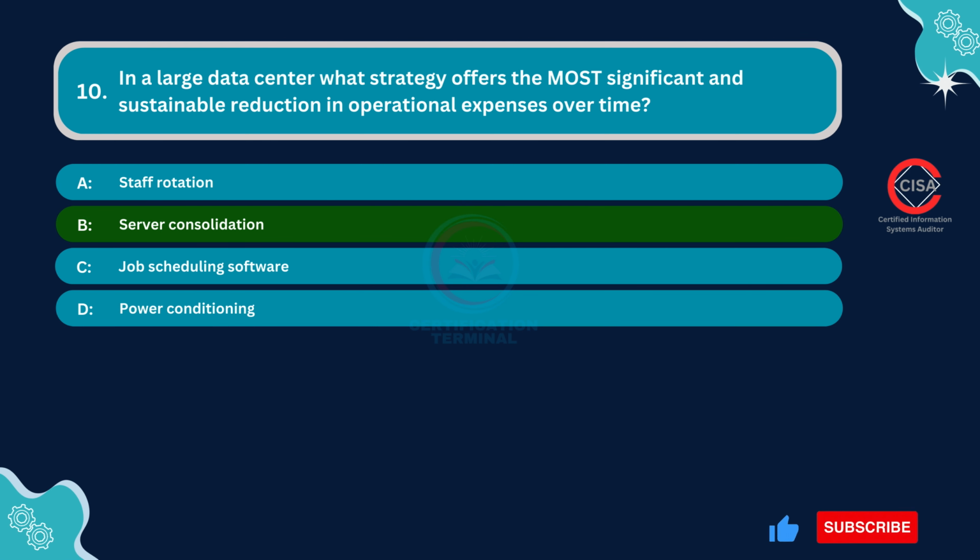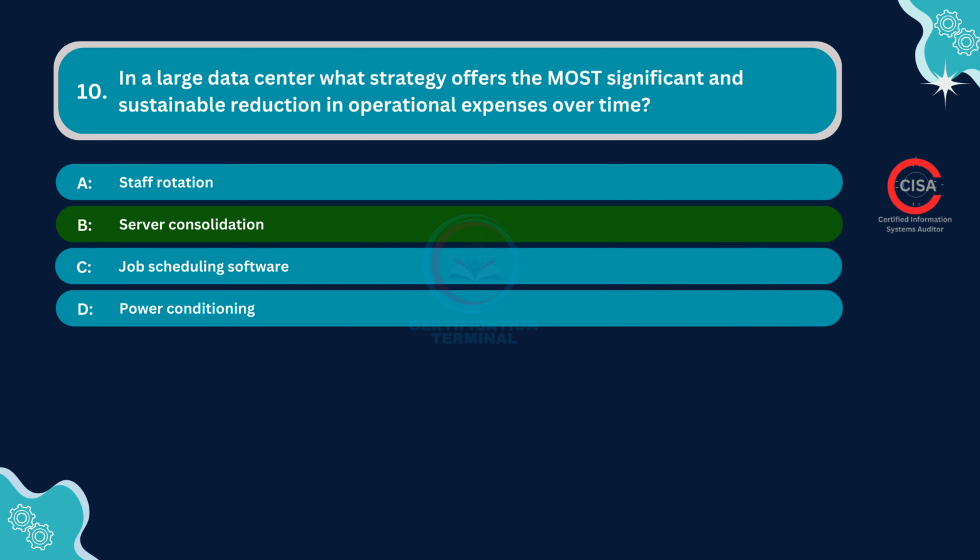Server consolidation involves reducing the physical number of servers by virtualizing them onto fewer powerful machines. This significantly reduces hardware acquisition and maintenance costs. Fewer physical servers translate to less energy usage for powering and cooling them. This leads to substantial savings on electricity bills over time.